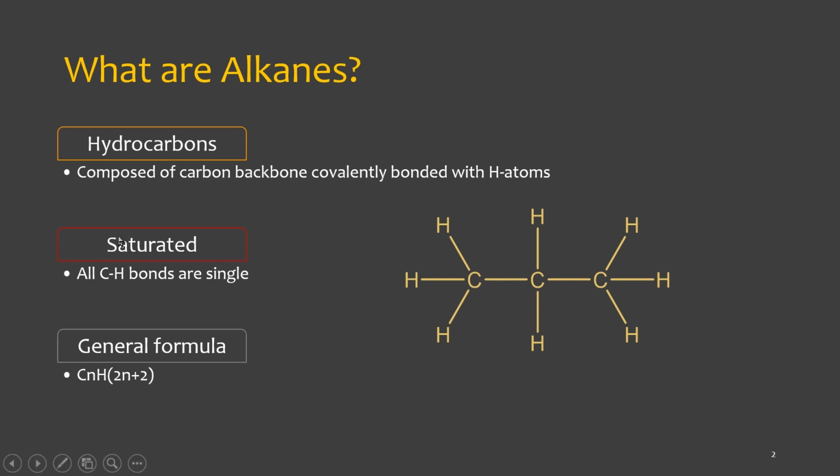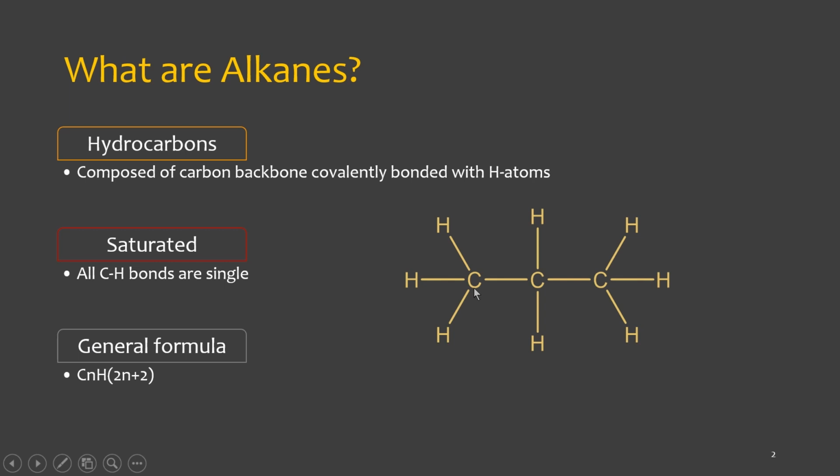These are saturated. It means all the carbon-hydrogen bonds must be single. This is carbon and this is hydrogen. It is bonded on 4 sides, and all these bonds are saturated bonds. The carbon-carbon and the carbon-hydrogen bonds are saturated bonds. General formula: CnH2n+2.